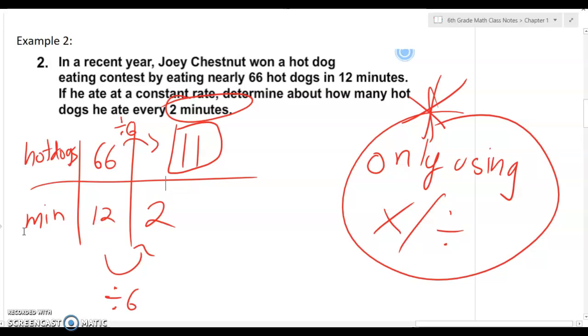All right, so make sure you have this written down. Also write down this part right here. It's really important with ratio tables. You're only using multiplication and division. So push pause, write this down, and then continue on.